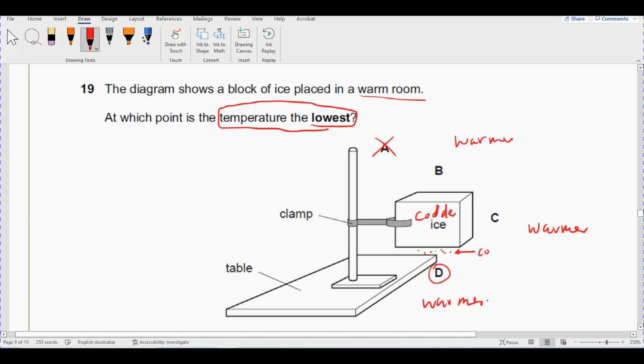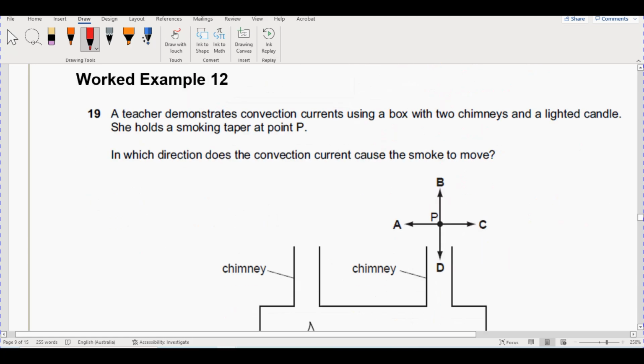So let's say the cold air is right here. They tend to sink, so they move downwards. There is some cold air right here as well, but they don't tend to move upwards. So that's why they are not that eager to visit B. And the cold air right here, they are not so eager to visit C as well. But the cold air underneath the ice, they are eager to visit D because cold air sinks. So the answer is D.